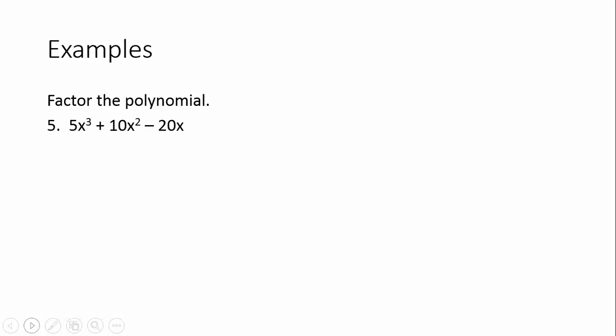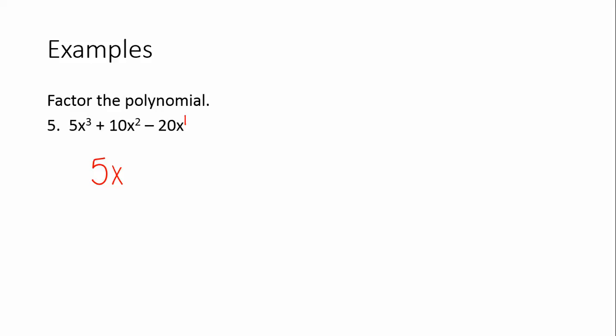A little more complicated here, we have a trinomial, 5x cubed plus 10x squared minus 20x. So we look at the coefficients, 5, 10, and negative 20. What's the greatest common factor? Hopefully you're saying 5. 5 divides into all three numbers, and it's the largest one to do so. We have x cubed, x squared, and x to the first. So we want to take out the smallest exponent in common. That's going to be that x to the first. You can only factor out as many variables as each term has to give.